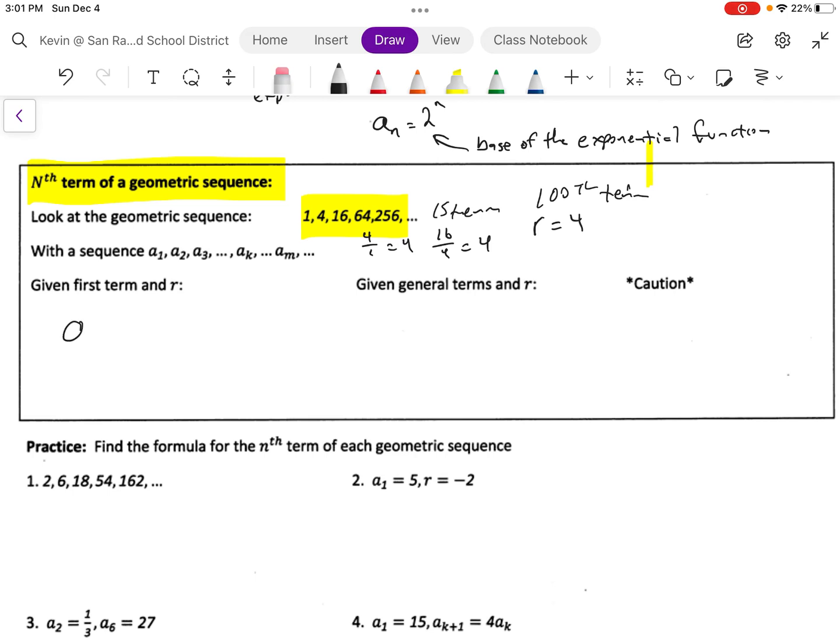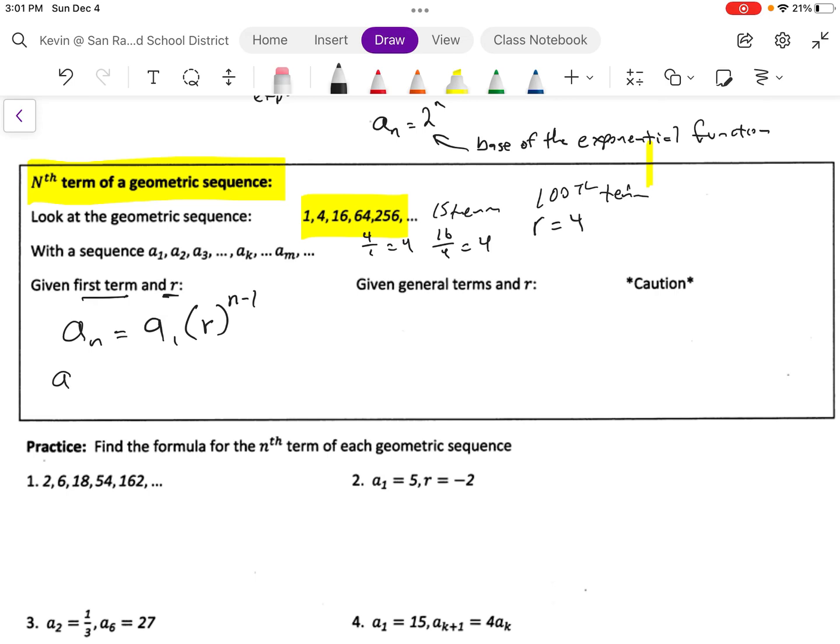And the formula is a sub n, the term we're looking to find, equals the first term times r to the n minus 1. So if we know the first term and we know what our common ratio is, then we would use this formula.